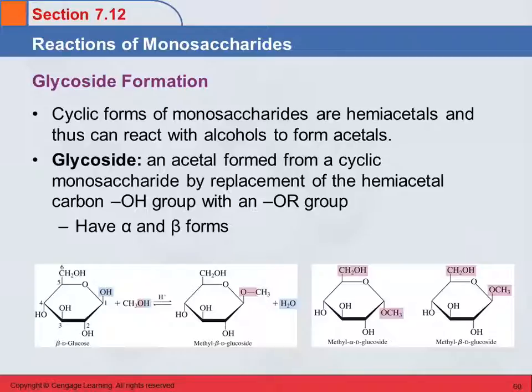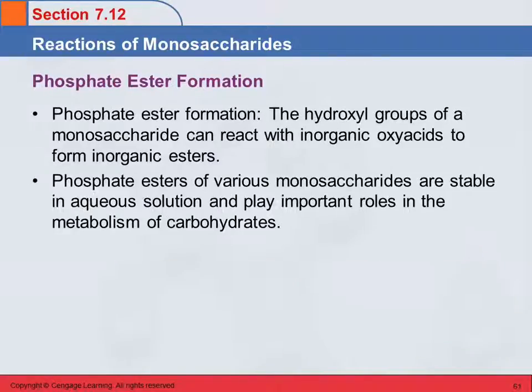A glycoside is an acetal formed from a cyclic monosaccharide by replacement of the hemiacetal carbon hydroxyl group with an OR group. And these also have alpha and beta forms, because we can have this group being up or down. So this is the alpha form, and that's the beta form. And when they're named, we put a prefix on the beginning relating to the alcohol that this came from. So that's methyl. So this is methyl alpha-D-glucoside, and that's methyl beta-D-glucoside because this is sticking up. And we're going to stop there.